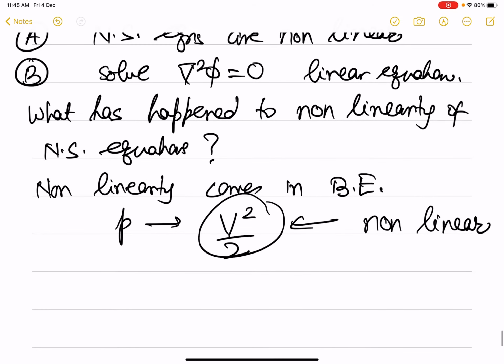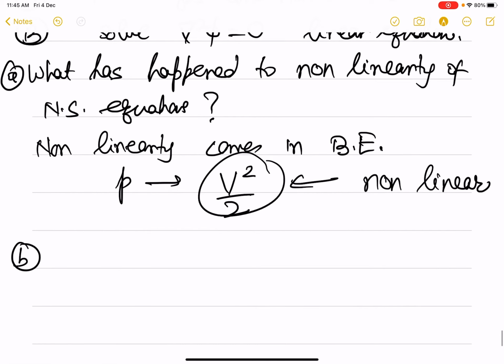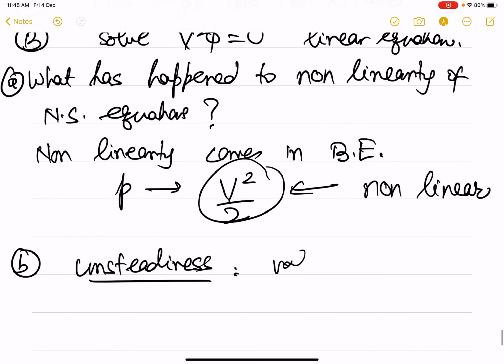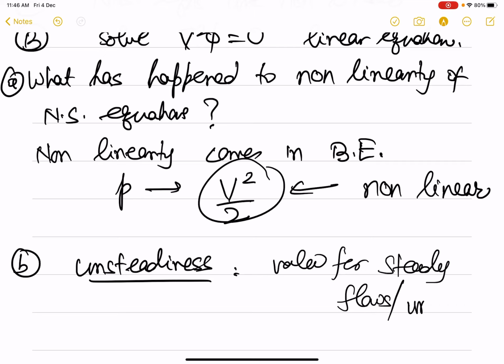Now the second question, so nonlinearity we have answered. The second thing which we ask is, what about unsteadiness? Are these equations valid for steady flows or unsteady flows?